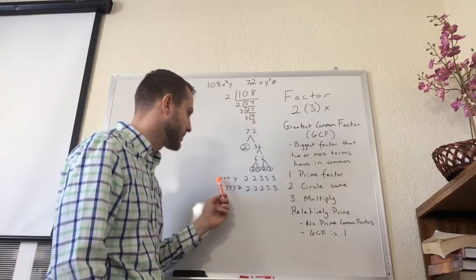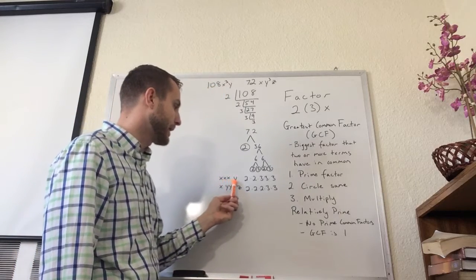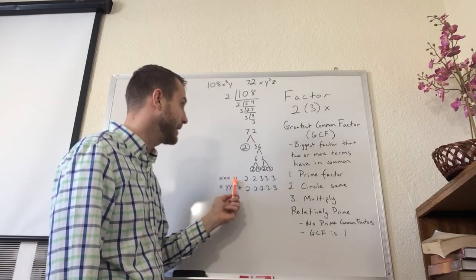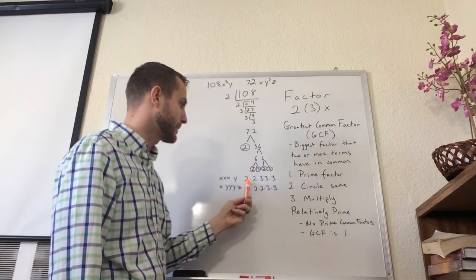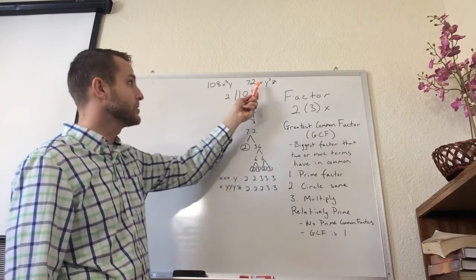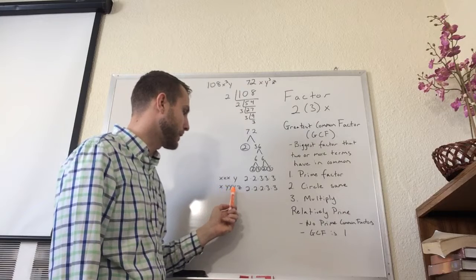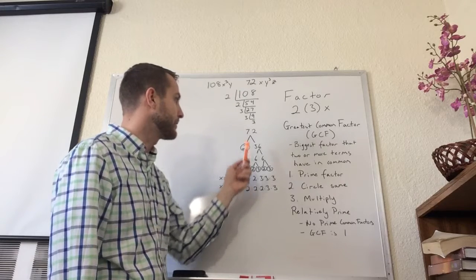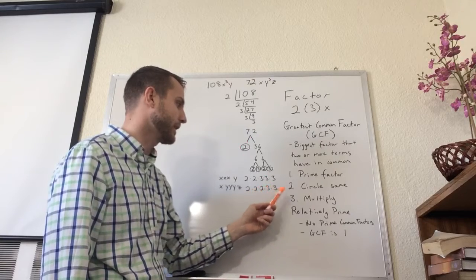Finally, I'm going to write on the bottom here for 108x cubed y. These are my variables, x, x, x, y. And then these are my prime numbers that I got from my division by primes, 2, 2, 3, 3, 3. For 72x y cubed z, I have my variables, x, y, y, y, z. And then for my numbers from my factor tree, my prime numbers are 2, 2, 2, 3, and 3.